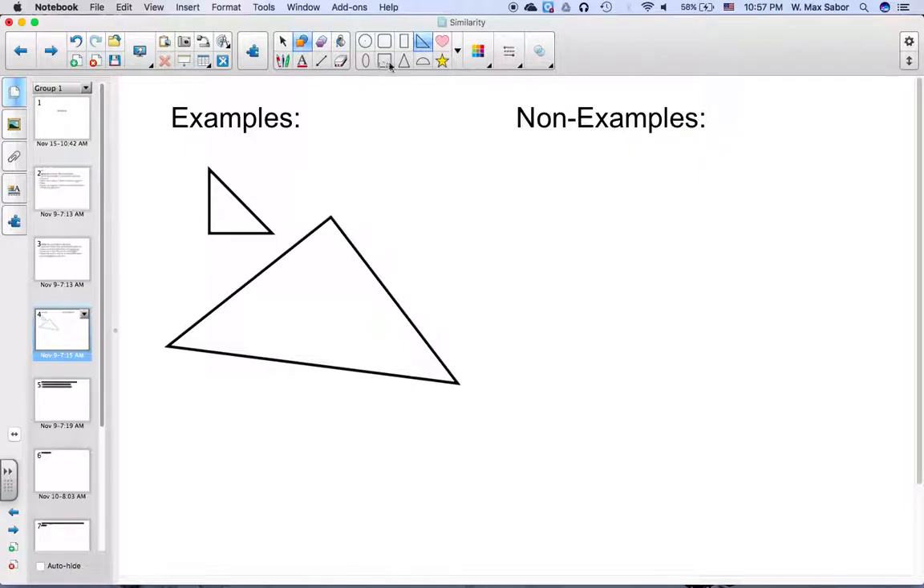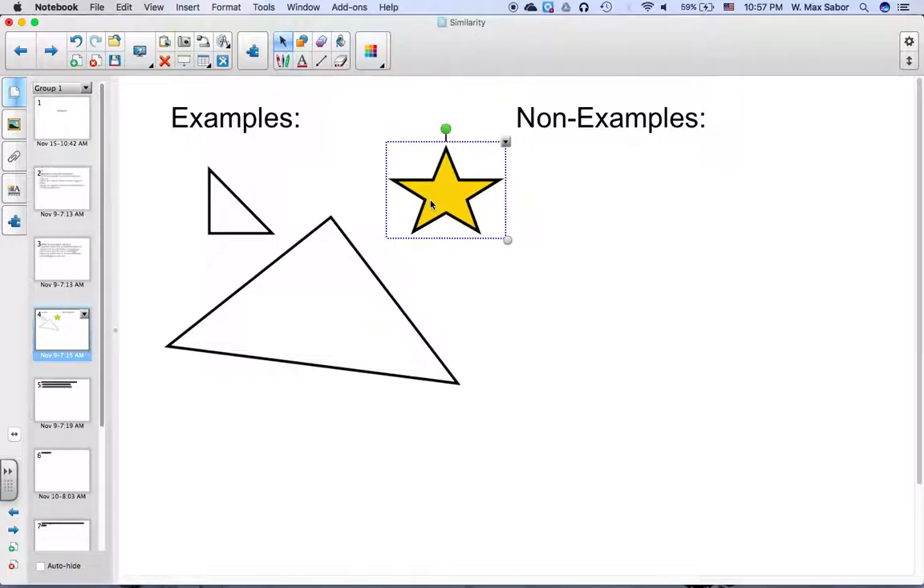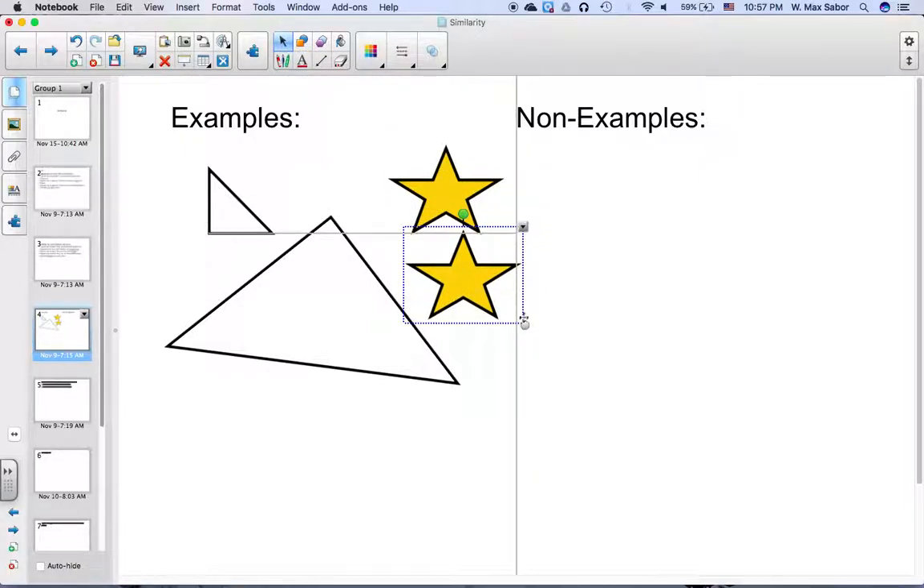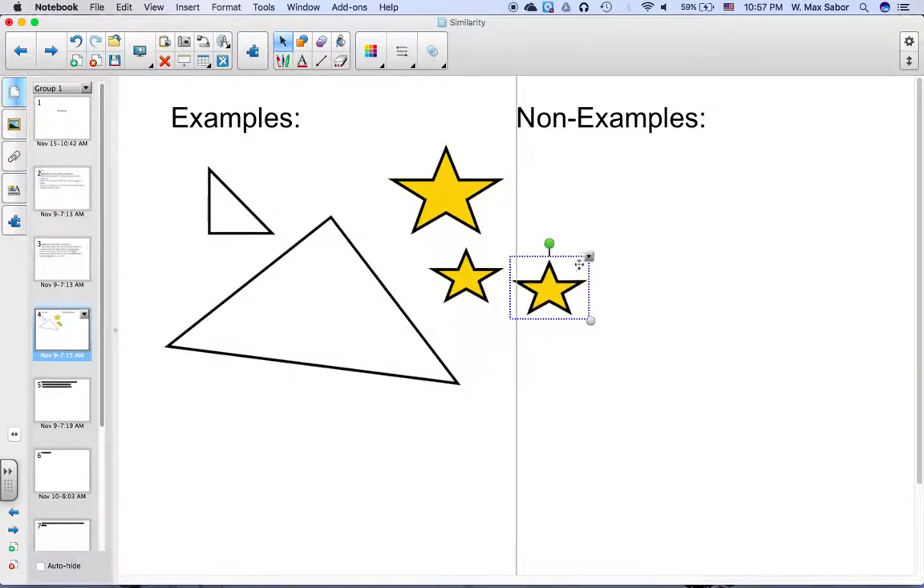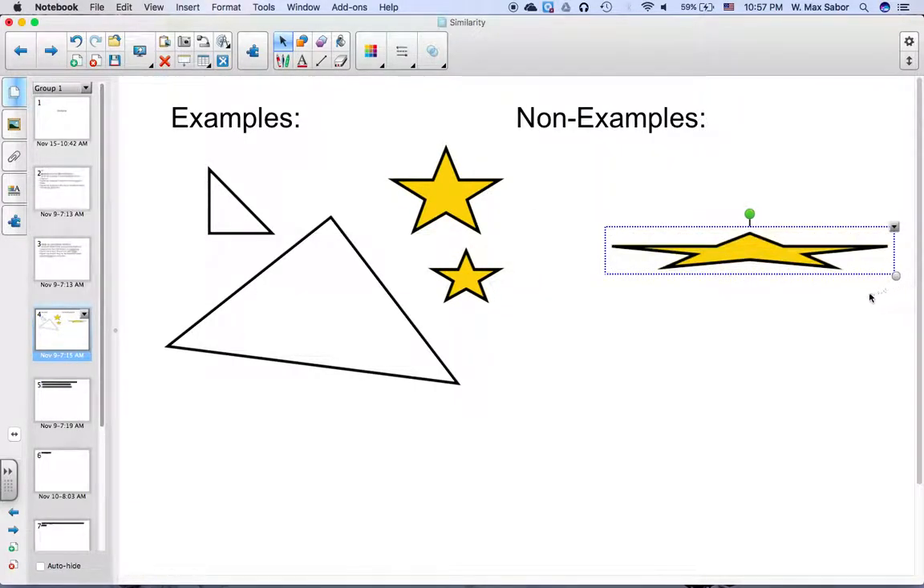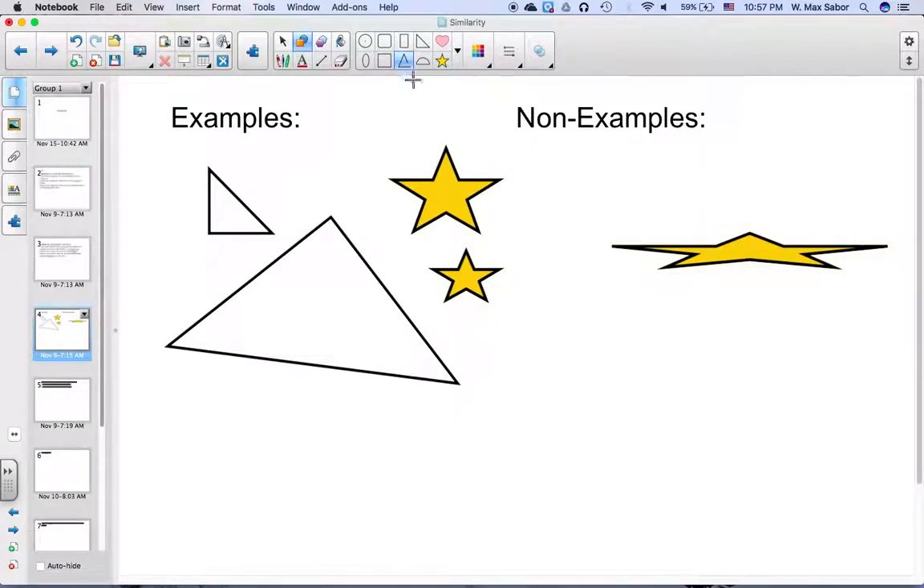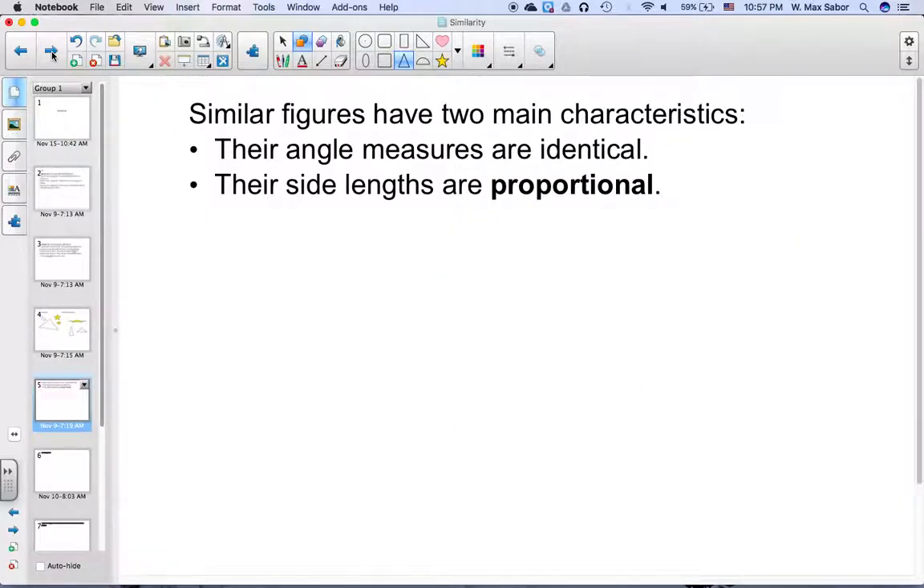If I take whatever shape I have, I can make it smaller. As long as it's proportional, it's still dilation. But if I take it and then make it wide without making it proportionally tall, that would be a non-example. Or if I look at, say, this triangle and this triangle, they are not similar figures. So their angle measures are identical and their side lengths are proportional.